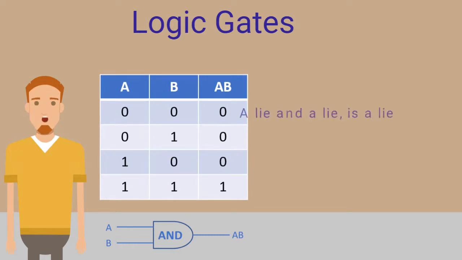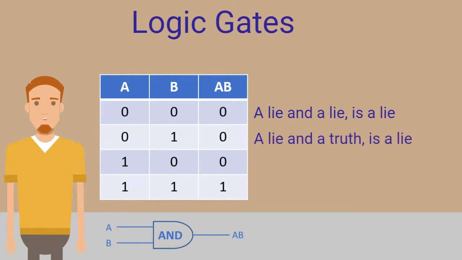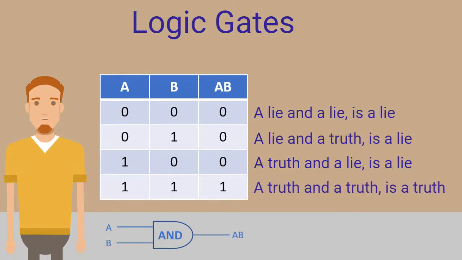So, if you tell me a lie on A and a lie on B, then clearly you have lied to me. But if you tell me a lie and a truth, you've also lied to me. If you tell me a truth and a lie, you've still lied. It's only if you tell me a truth and a truth that you have indeed been truthful. The result AB will determine the action the computer performs. If this was another logic gate, the results would be completely different.